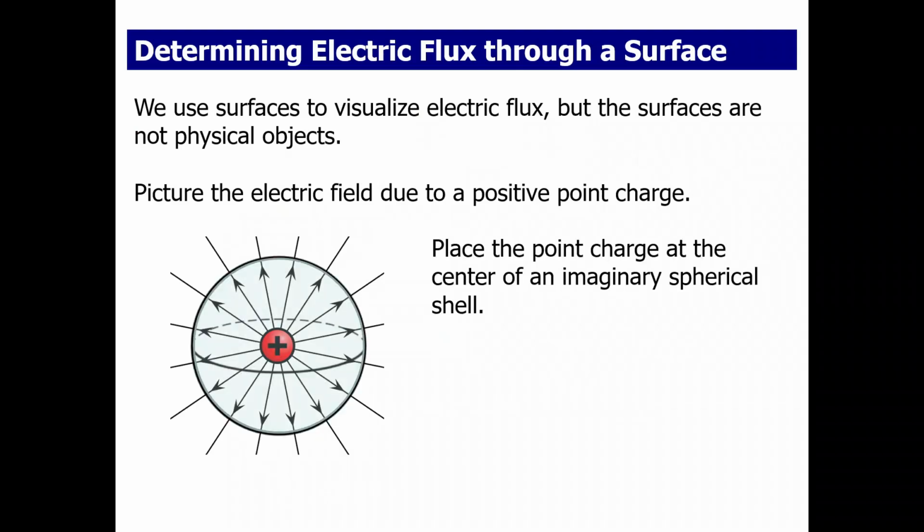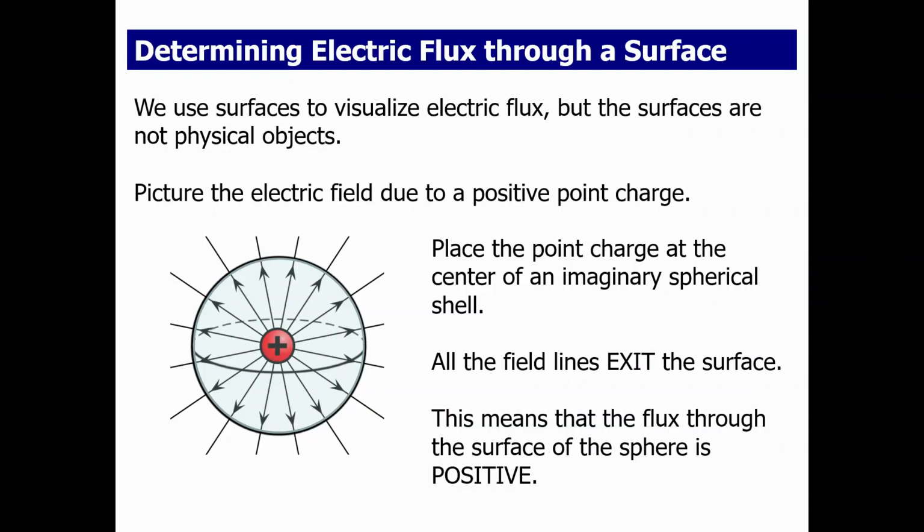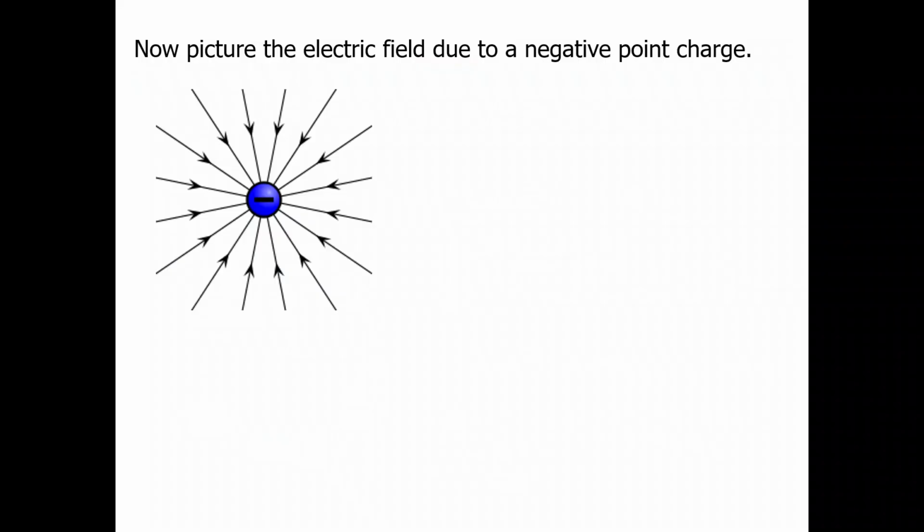So, for example, I could put an imaginary sphere that is centered on the point charge. And then what you can see is that there's symmetry going on. My sphere is very similar to the shape of that field. And all of the field lines are exiting the surface. So if I look, every single one of these field lines is exiting that surface. This tells me that there is a positive flux through that surface.